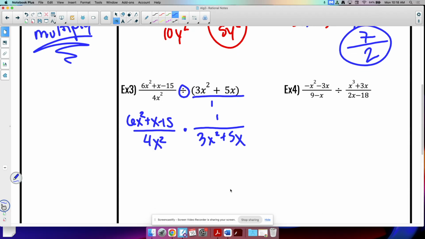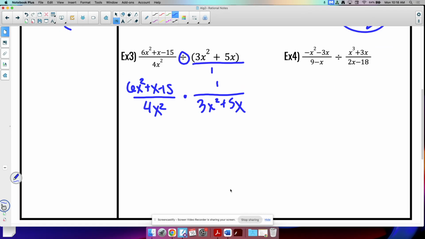Okay. Starting in the bottom right. How do we factor that? Yeah, good. Only thing is you can take out your GCF, which is an x. The 1 is stuck. The 4x squared is stuck.